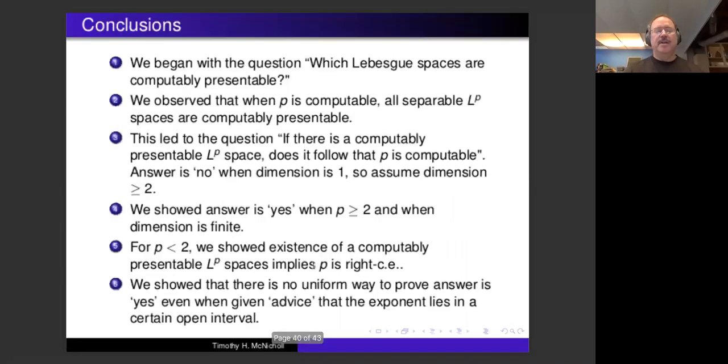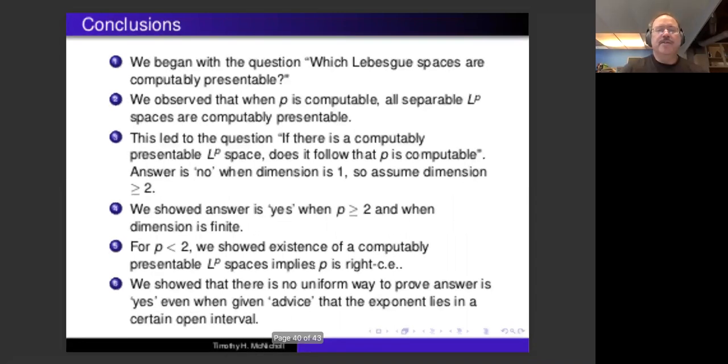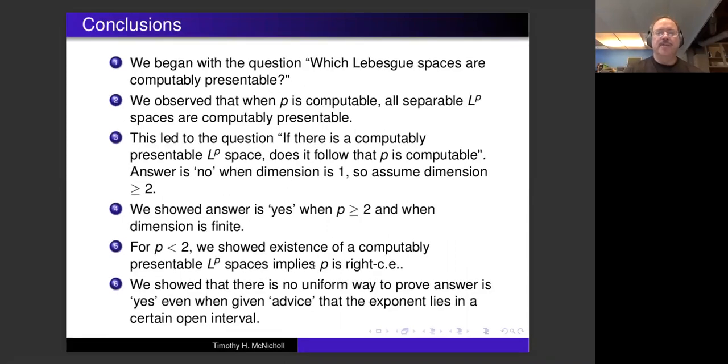Okay, so to sum up here, we began with the question, which Lebesgue spaces are computably presentable? That is, which Lebesgue spaces can we actually compute on? Of course, we observed that when p is computable, all of our separable L^p spaces are automatically computably presentable. And then that leads to the question, does the converse hold? We saw immediately the answer is no. But we showed the answer is yes, at least when p is at least 2 and the dimension is finite.